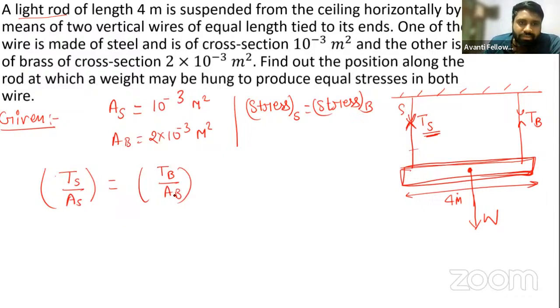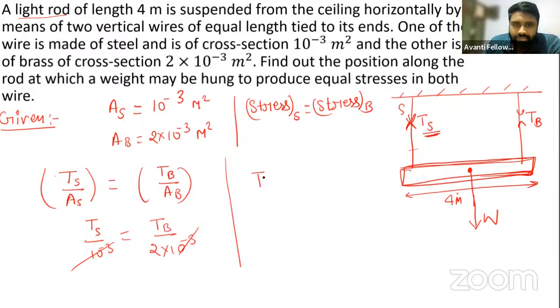Now we have the values of the area of steel and the area of brass. Put the values. So Ts upon the area of steel, which is 10 raised to the power minus 3, equals TB divided by 2 into 10 raised to the power minus 3. This will cancel out. So you will have Ts is equal to TB by 2.